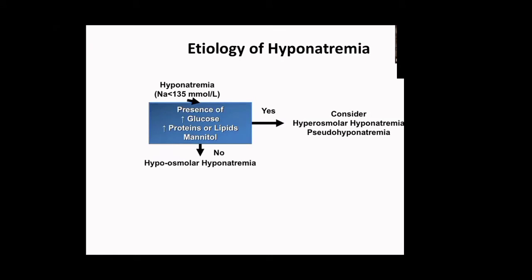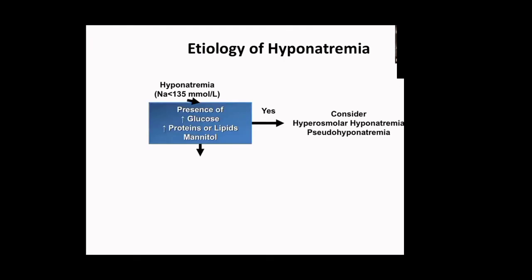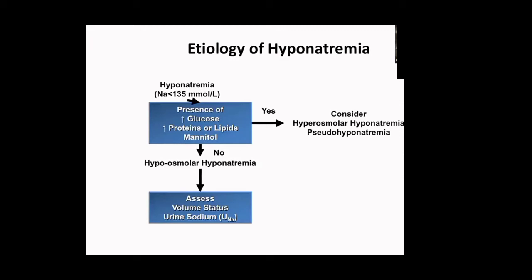If it's hypoosmolar, this means the serum osmolality is low, because the serum osmolality formula, as I described, is twice the sodium plus glucose by 18 plus urea by 2.8. So it depends on the sodium levels. Glucose, if it is high, can lead to increased serum osmolality. So the hyponatremia we encounter is basically hypoosmolar hyponatremia. Then what to do? We assess the volume status and urinary sodium.